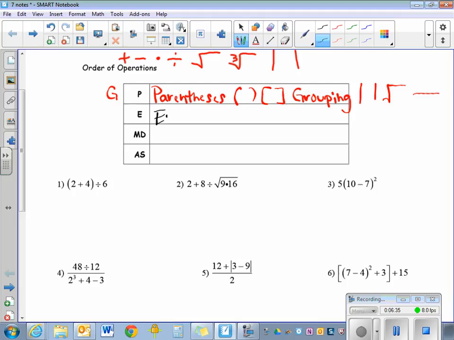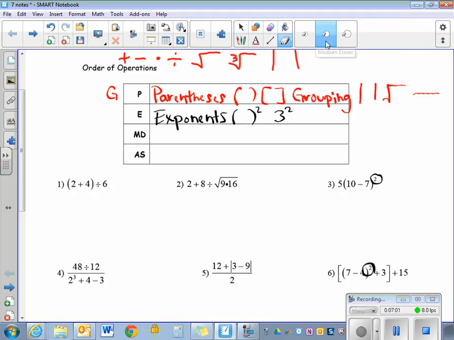So exponents are next. And sometimes you'll see exponents using those parentheses, sometimes not. Sometimes it's just a number squared or cubed. Alright, so for example, numbers 3 and 6 both have exponents there. So that would be the next step, to evaluate the exponents.